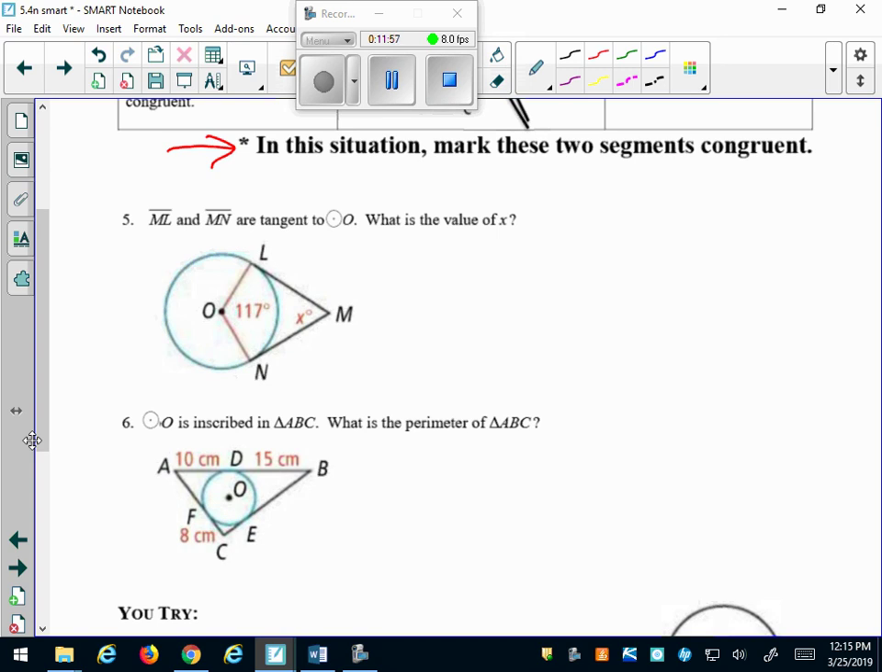If ML and MN are tangent to circle O, what's the value of x? We're talking about degrees here. So we could mark these congruent, but we don't really need the segments in this case. We need the angles. So what else could I mark in this diagram if I know those are tangent? Two 90-degree angles. Okay, now this shape is a quadrilateral. What do the four angles of a quadrilateral add up to? 360. So we're going to do 117 plus 90 plus 90 plus x equals 360.